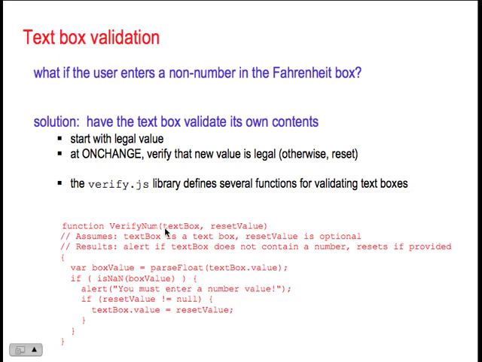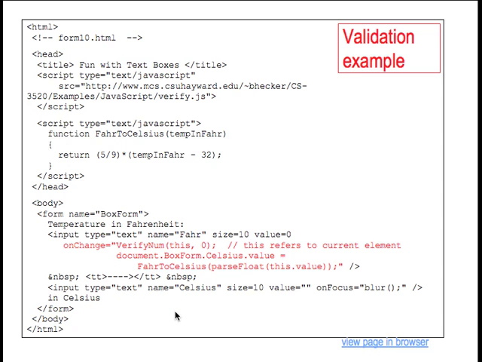So here's the function to verify the number, with the text box as the parameter, and a reset value as a second parameter. So you assume the text box is the text box. Reset is optional. And the result is, after the alert, if the text box does not contain a number, reset it, if provided, to the reset value. And then here's the function essentially. I'm not going to bore you with the functionality of it. We're just basically testing it to see if it's a number. If it's not a number, then reset it. Or if it's not empty, reset it.